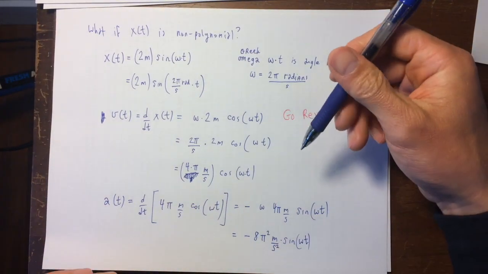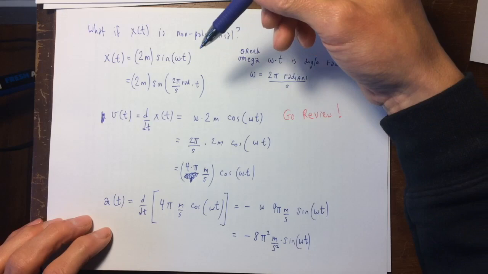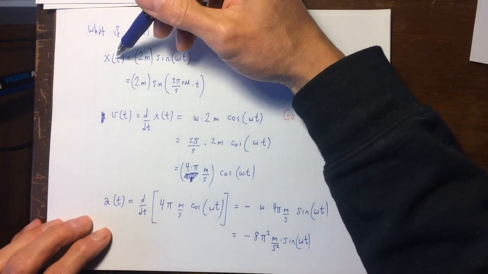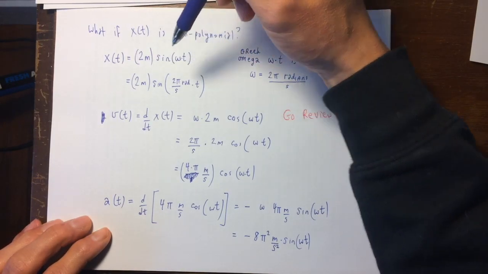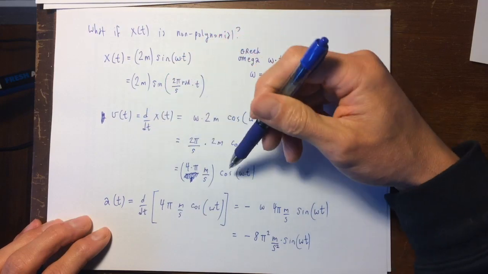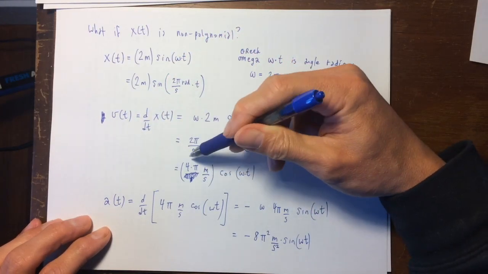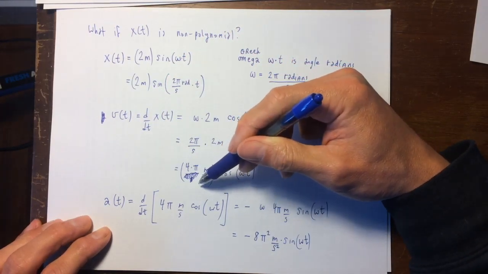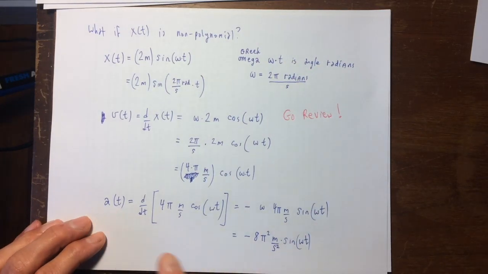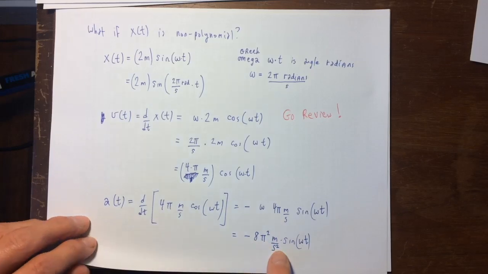Okay, so I'd like you to notice quickly that x of t is a sine wave, v of t is a cosine wave with a different prefactor, and a of t is a sine wave that has a minus sign and a different factor.